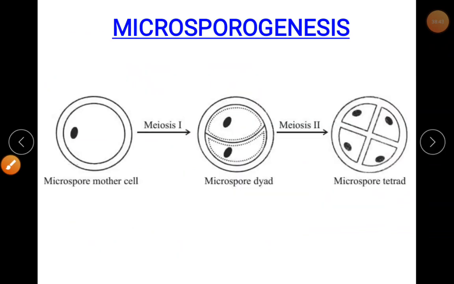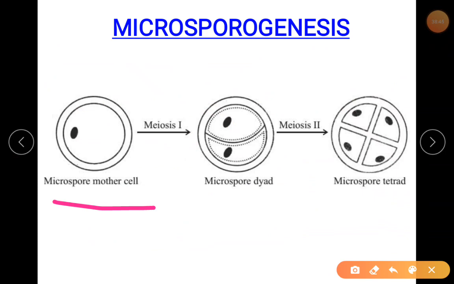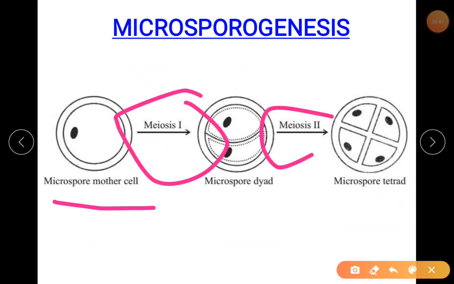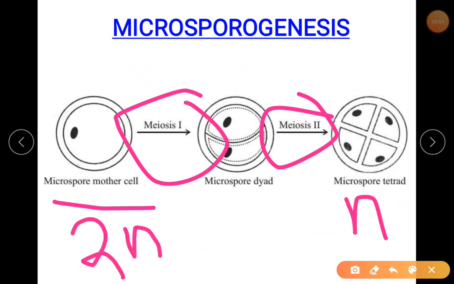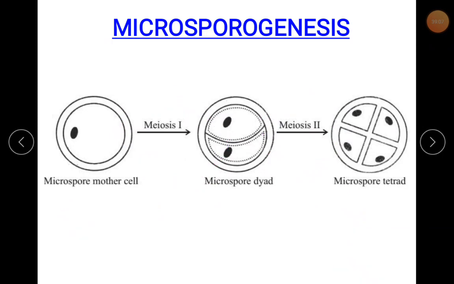That is what is clear over here. Microspore mother cell, and through meiosis, it is reductional division. So here you finally find haploid. This was diploid. The microspore mother cell was diploid. On meiosis it has produced 4 haploid cells. One diploid mother cell has given rise to 4 haploid microspores.